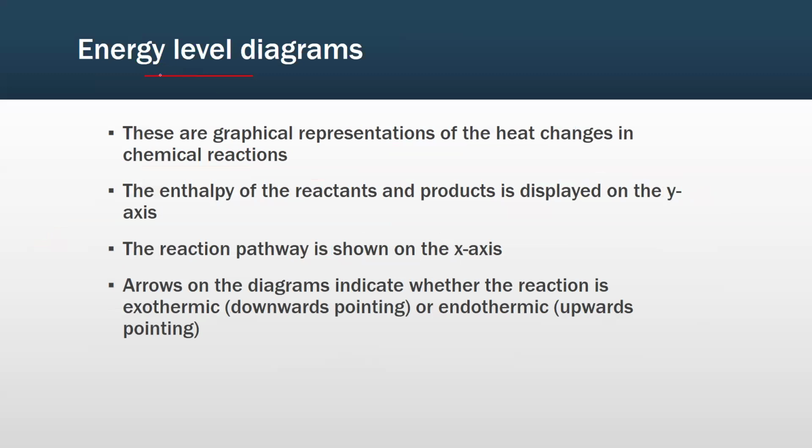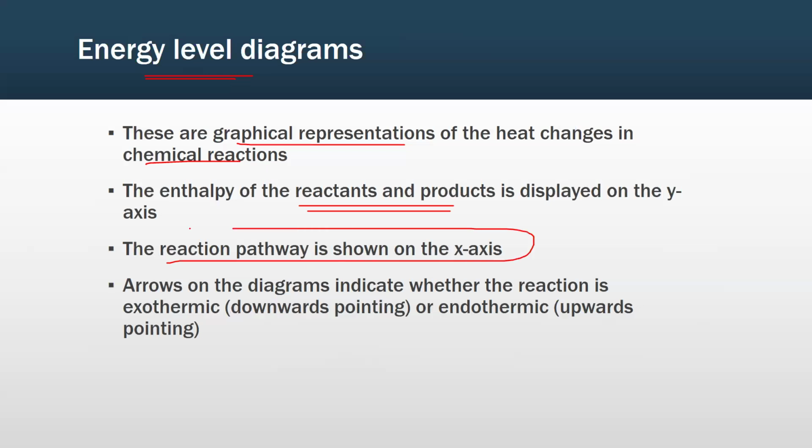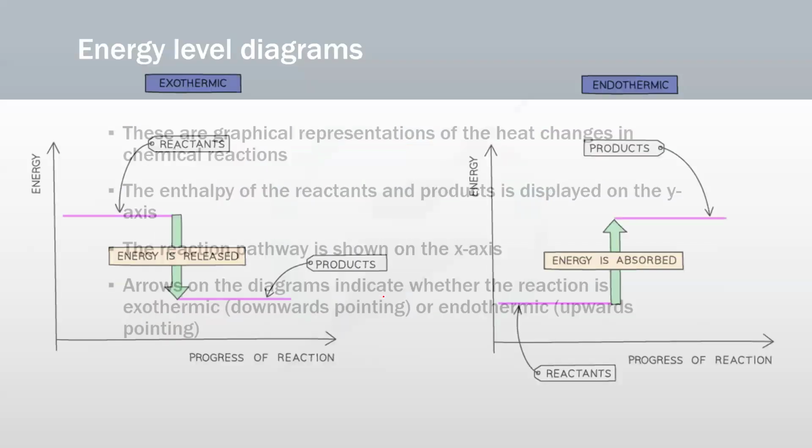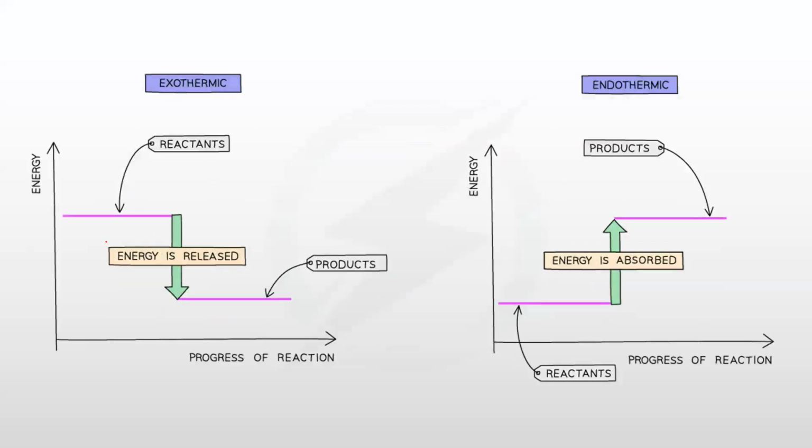So both exothermic and endothermic reactions have specific energy level diagrams as well. These are the graphical representations of the heat changes in the chemical reactions, and the enthalpy of the reactants and products is displayed on the y-axis. Reaction pathway is shown on the x-axis, and the arrow on the diagrams indicate whether the reaction is exothermic or endothermic.